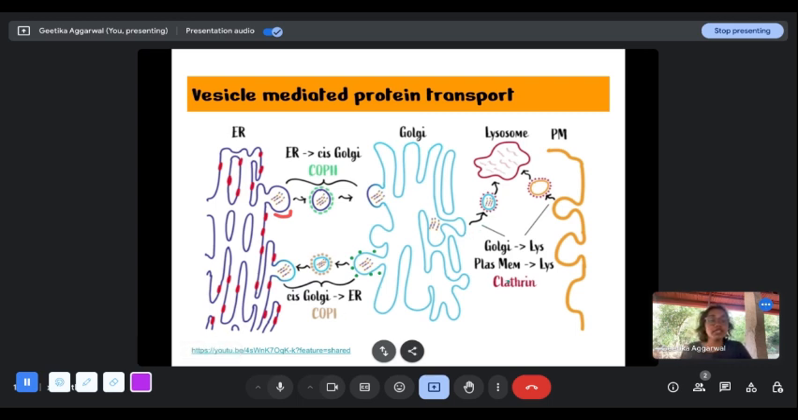Then, as I mentioned, there is clathrin. Clathrin is responsible to coat the vesicles that get transported either from the Golgi to the lysosome or from the plasma membrane to the lysosome. Okay, so one thing to keep in mind here, it's mentioned cis Golgi. So Golgi apparatus basically has two sides. The side that faces the ER is called the cis Golgi, and the side that faces the plasma membrane is called the trans Golgi. So Golgi has these two sides, cis Golgi and trans Golgi.